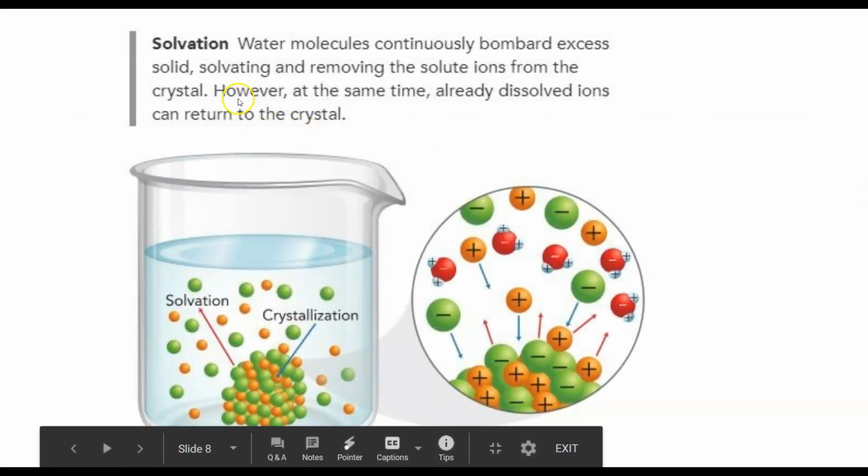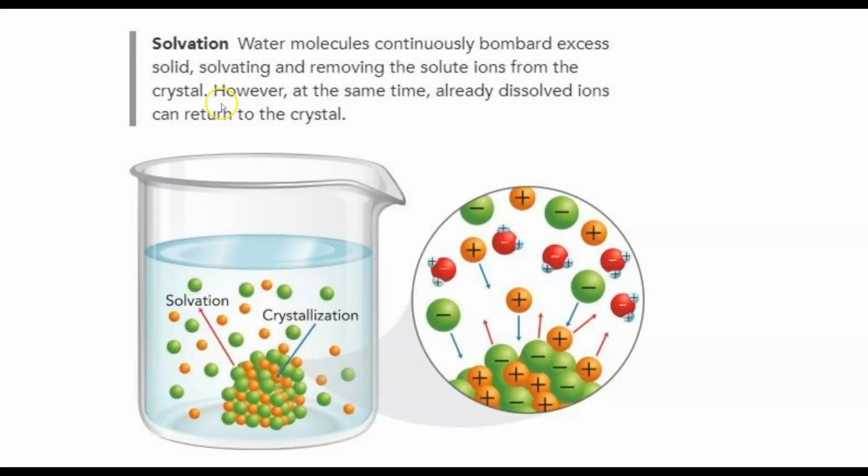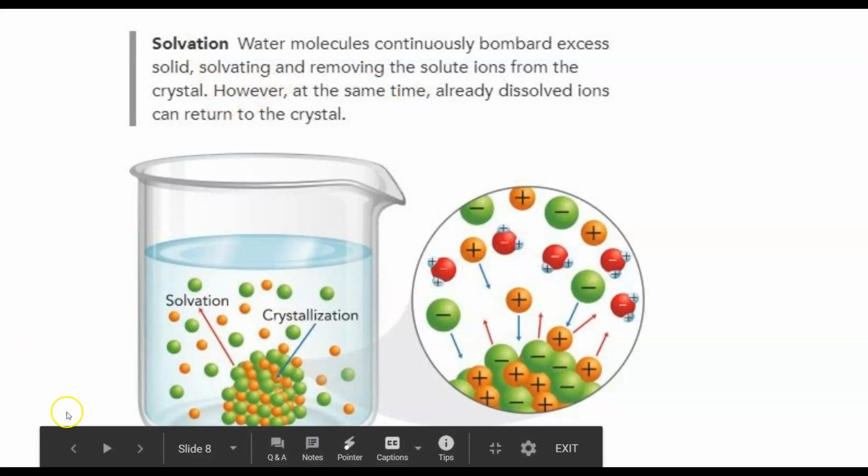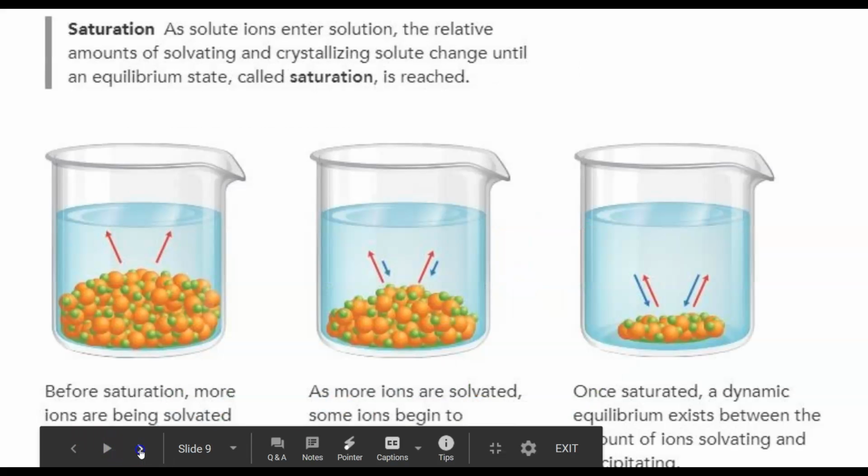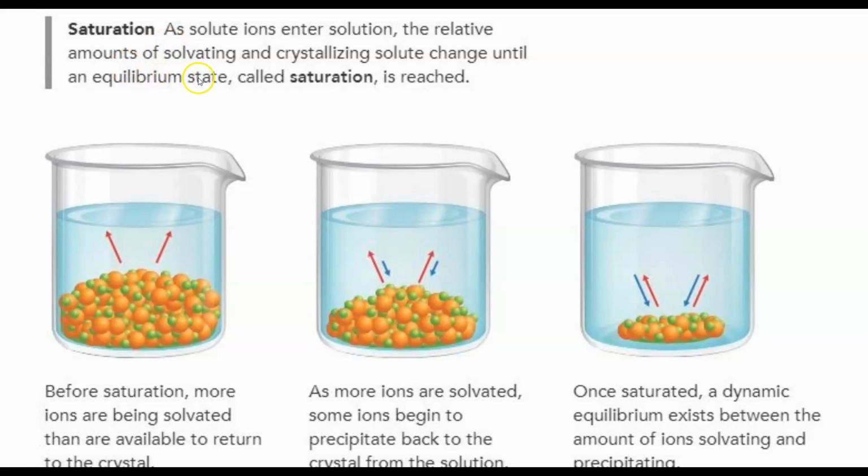And so anyway, this is just a review of that term solvation once again. So it's talking about the particles getting in there and able to dissolve part of the solute. Okay. And so here is where it's talking about saturation. So as solute ions enter the solution, the relative amounts change until you're at an equilibrium. That means you have an equal number of those solute particles going into solution and falling back out.